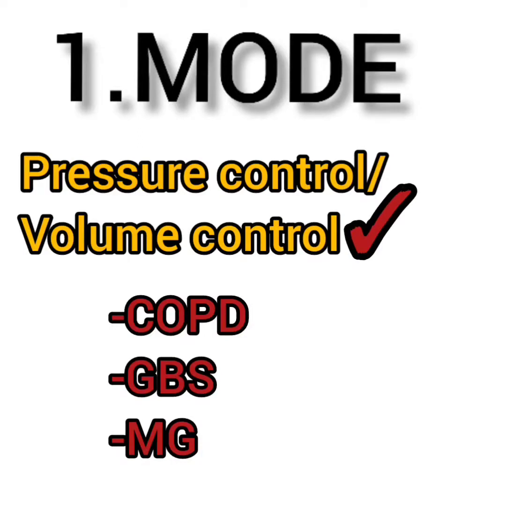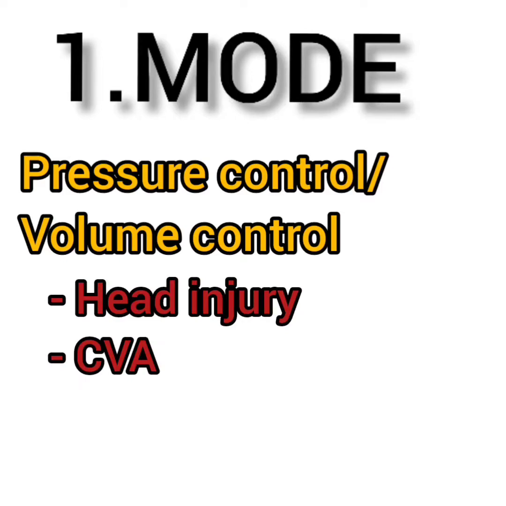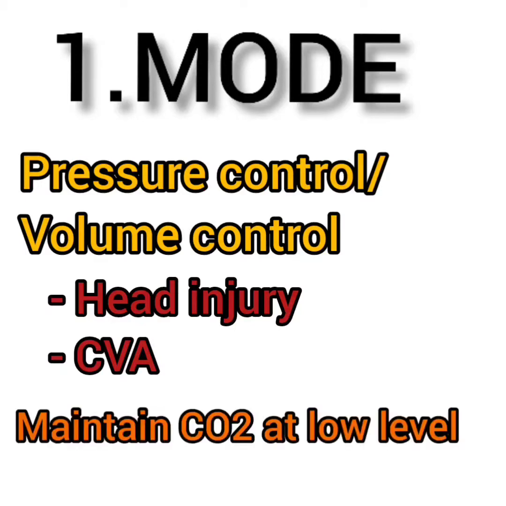Because by controlling the tidal volume we can pre-decide how much CO2 should be eliminated, because CO2 washout is directly proportional to minute volume. Minute volume is nothing but tidal volume into respiratory rate. In conditions like head injury or CVA, where we need to control intracranial pressure very precisely, we have to maintain the CO2 of the patient at a lower level, because CO2 causes vasodilatation and increases intracranial pressure. So to control CO2 precisely, we have to prefer volume control mode. As we know, volume control mode will decide minute volume, which is directly proportional to CO2 washout.